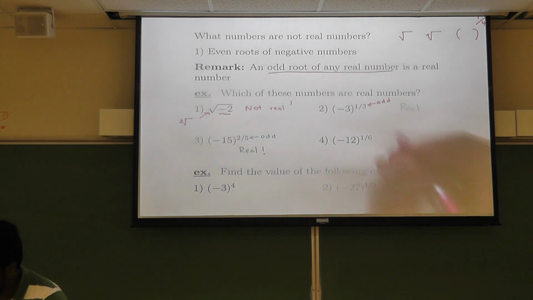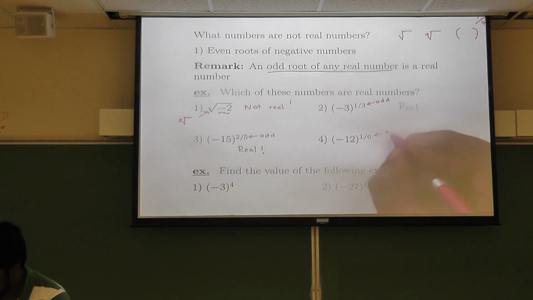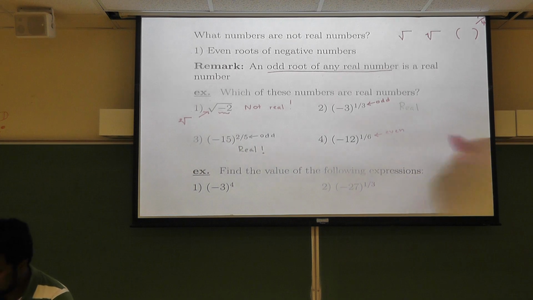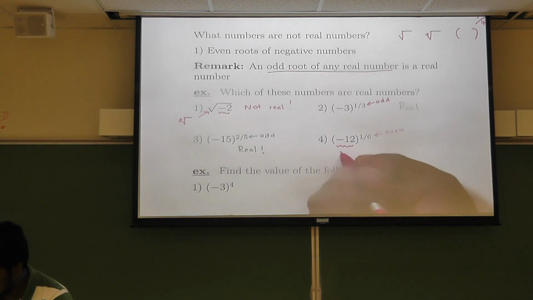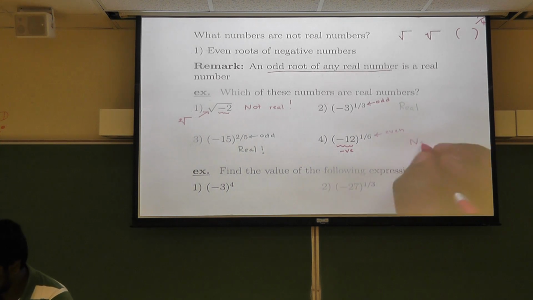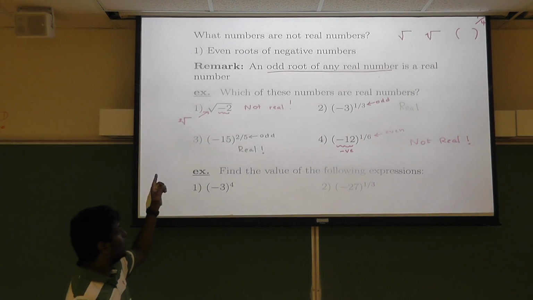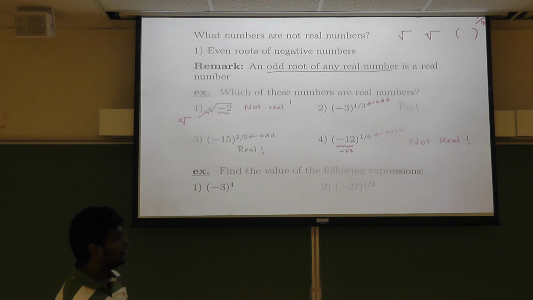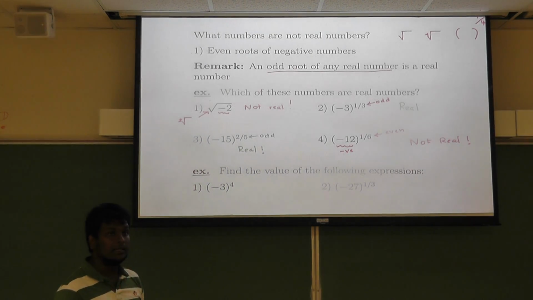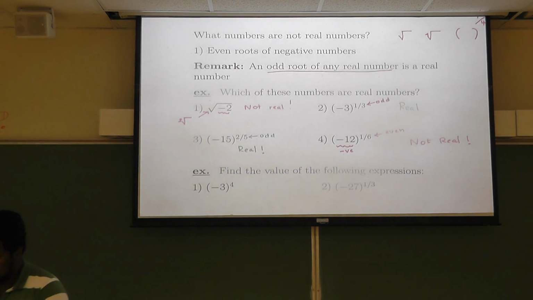And in the fourth example, you can see the denominator of the fractional exponent is even, which means it's an even root, and inside you can see a negative number. So it's an even root of a negative number, so it's not real. So these two examples, example number 1 and number 4, are examples of not real numbers. We will learn in a further topic that it's a complex number.